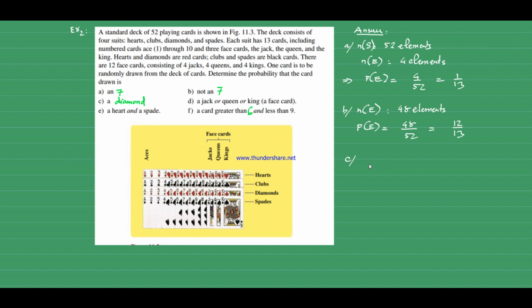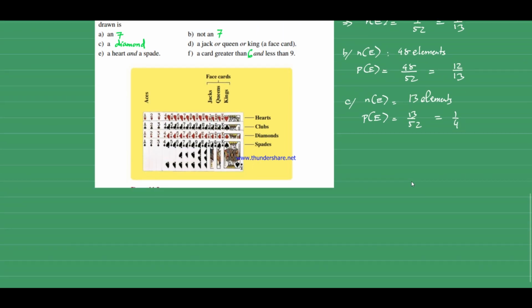All right, for C, the diamond. Okay, the diamond, how many diamonds do we have over here? We have 13 cards of diamond, so we have 13 elements. All right, so the probability over here will be 13 over 52, which is 1 over 4. It's also less than 1, right? Now D, the cardinality of the event set: a Jack or Queen or King. So there are totally 12 of them. So we're gonna have probability here will be 12 over 52, which is 3 over 13.